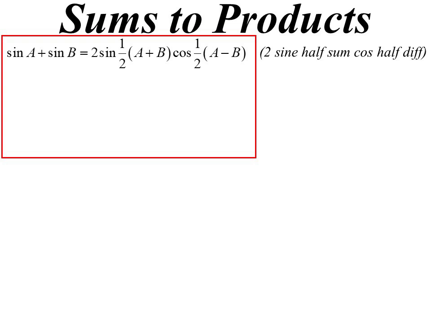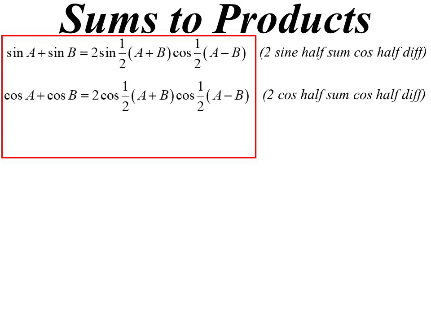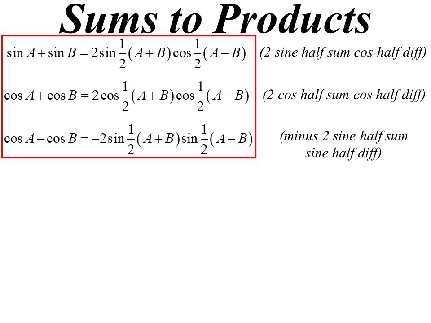2 sine half of a plus b, cos of half a minus b, or as I remember it, 2 sine half sum cos half diff. If I want to add the two cosines together, then I get 2 cos half sum, cos half diff. If I want to do the difference of the two cosines, then it's minus 2 sine half sum, sine half diff. And you notice I haven't bothered with one for sine minus sine, because I can use the features of even functions and odd functions to get it out.